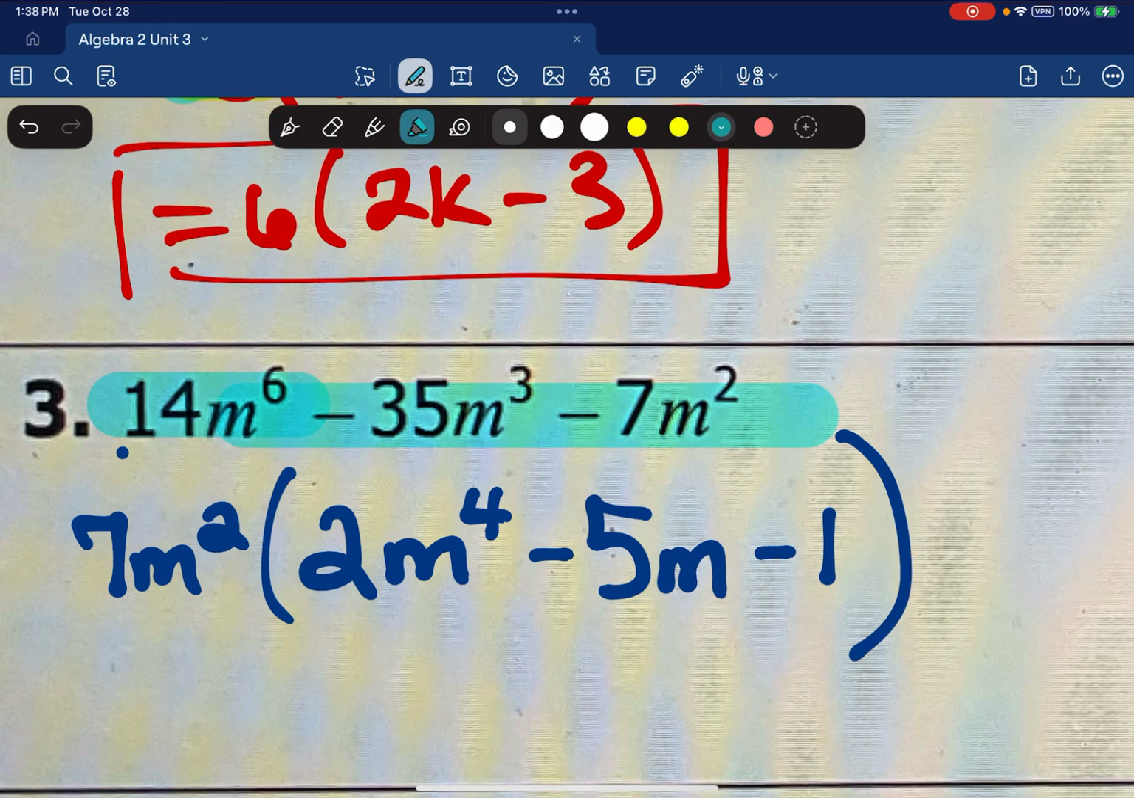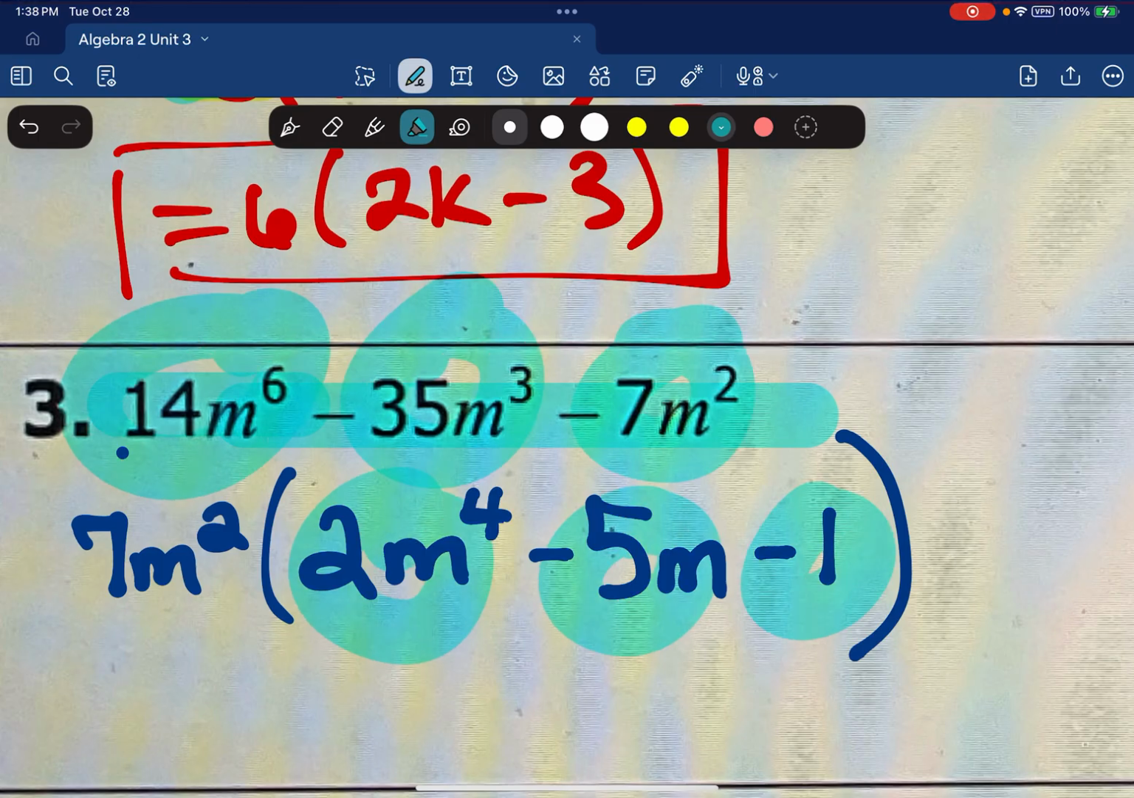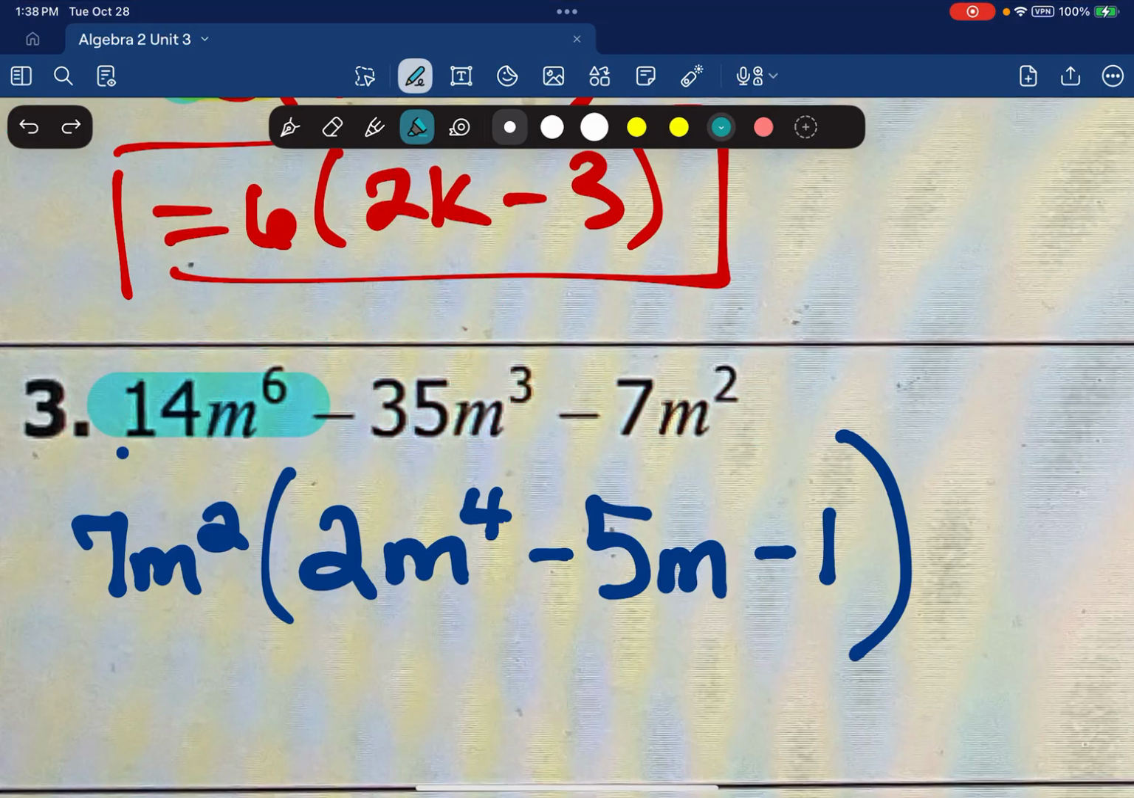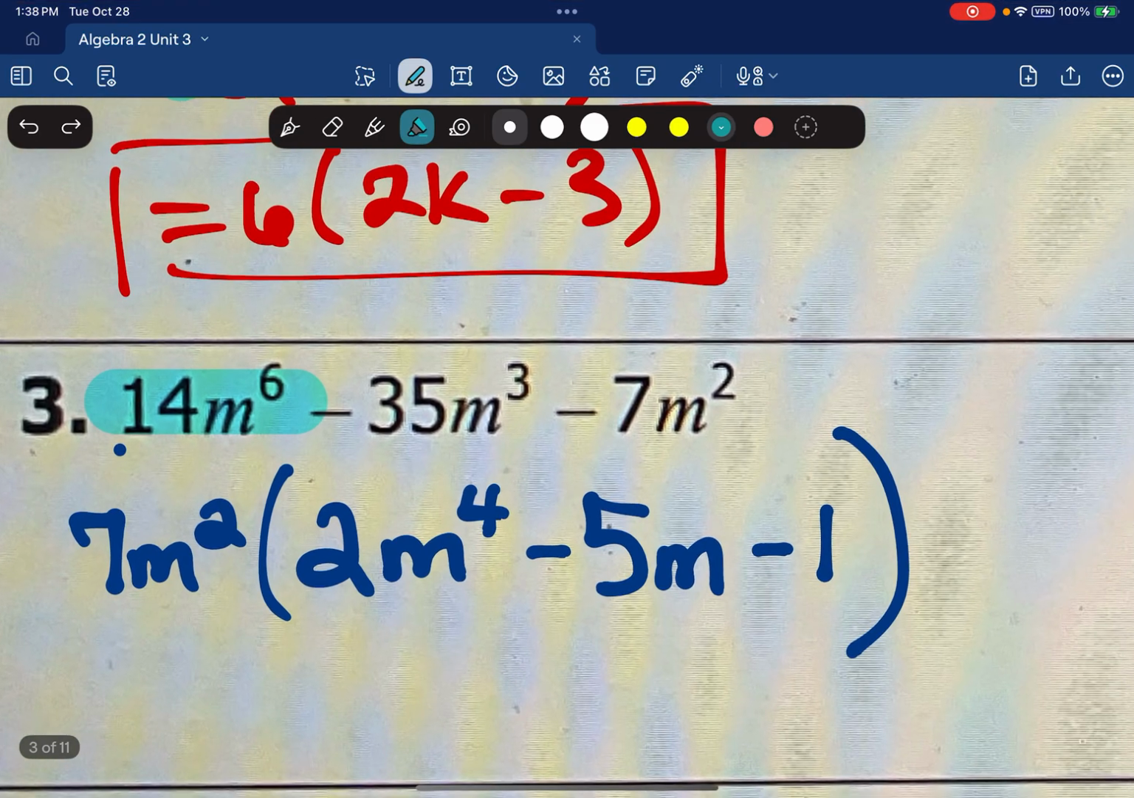We started with 3 terms, 1, 2, 3. We must have 3 pieces left inside that parentheses. Started as a trinomial, I should have a trinomial left over in my parentheses. This is my factored form.